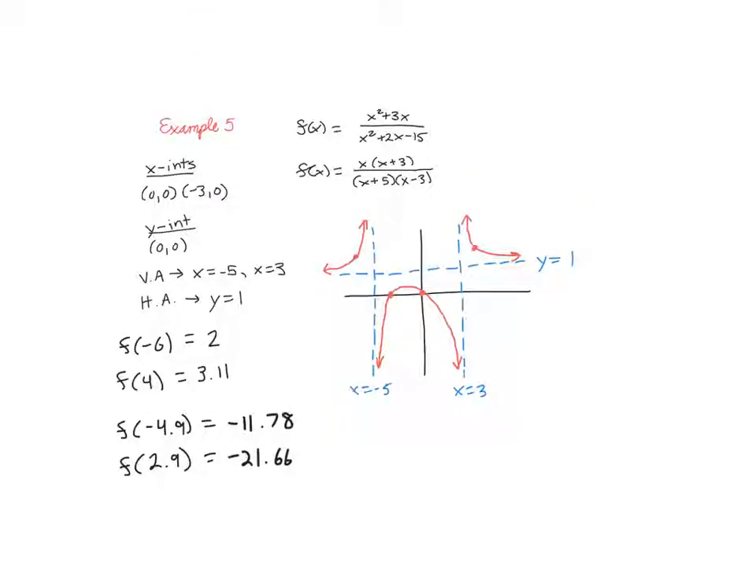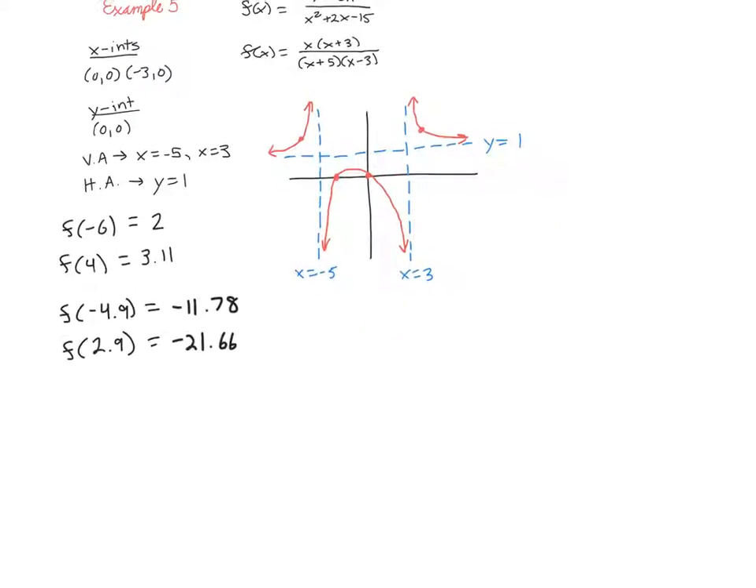Okay, so hopefully you got that f of negative 4.9 is negative 11.78, which does suggest that our graph is going to go down as it approaches this asymptote from the right. And f of 2.9 is negative 21.66, which again suggests that our graph is going to go down as we approach this asymptote from the left.